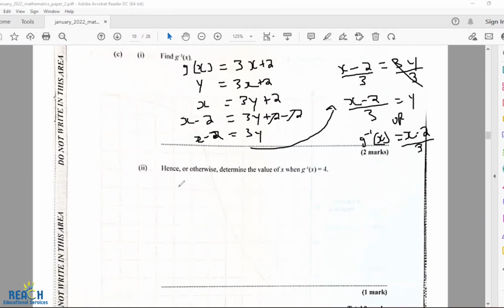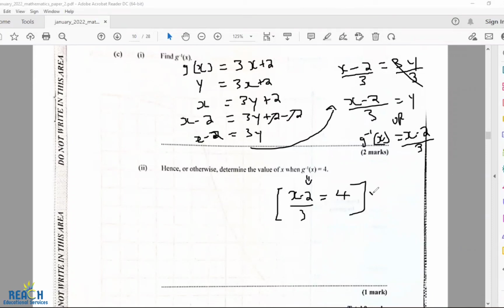So part 2 of this last part of this question, it says, hence or otherwise determine the value of x when g inverse of x is equal to 4. So we need to now use whatever we had previously to find the value of x. So I'm going to write down here, my g inverse of x is equal to x minus 2 all over 3, and it's equal to 4. So I need to find the only unknown variable right now, which is x.